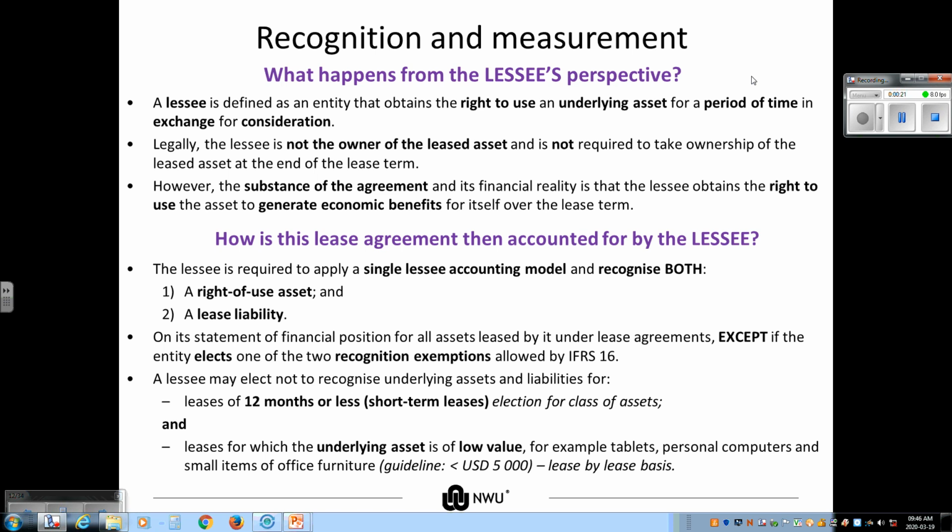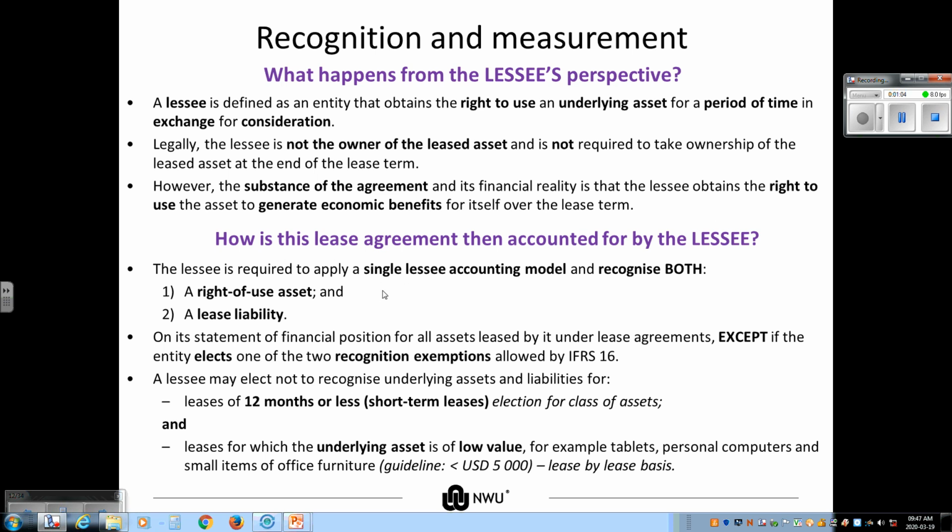Remember, the lessee is the entity that will receive the right to use the asset for the period of time, the lease term, and in exchange for the right to use this asset, they will have to make payments. Legally, they will not be the owner of the asset, and they are not required to take ownership at the end of the lease term. However, the substance of this agreement and the financial reality is that the lessee obtains the right to use the asset to generate future economic benefits for themselves over the lease term.